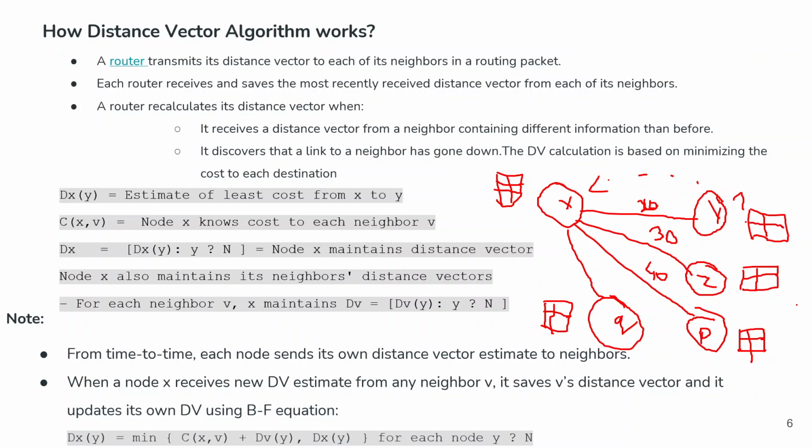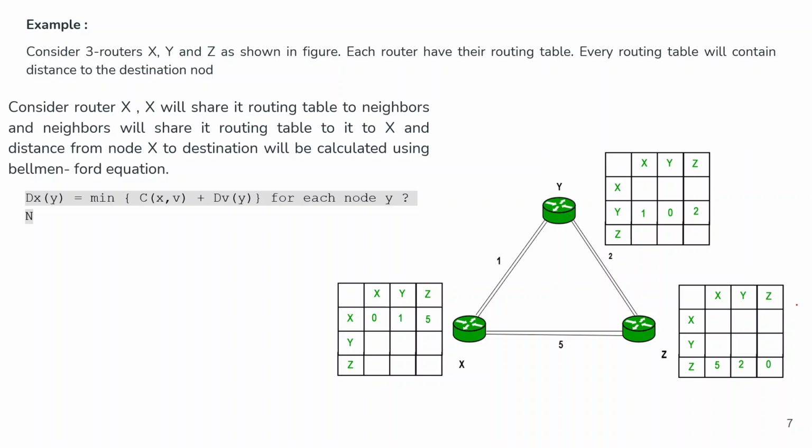I hope you have understood now. Now let us see an example. There are three routers X, Y and Z as shown in figure. Each router has its routing table. This is X's routing table, this is Y's routing table and this is Z's routing table. Every routing table will contain the distance to the destination node.